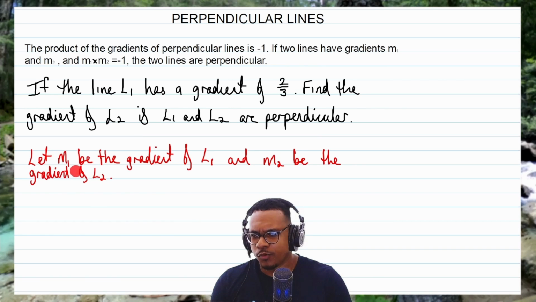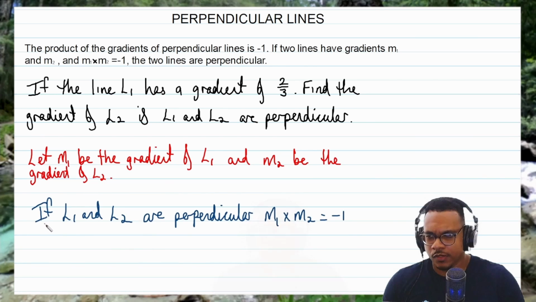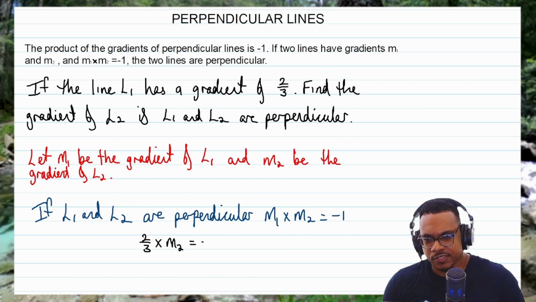So I'll let m1 be the gradient of L1 and m2 be the gradient of L2. So if L1 and L2 are perpendicular, then m1 times m2 is equal to negative 1. And we know m1 is the gradient of L1, so m1 will be 2/3. So what I'll have is 2/3 times m2 is equal to negative 1. Now this is very simple to figure out.